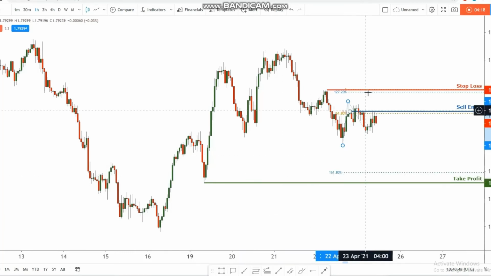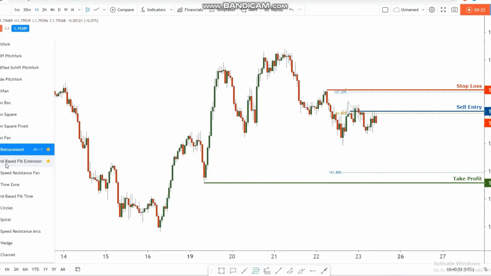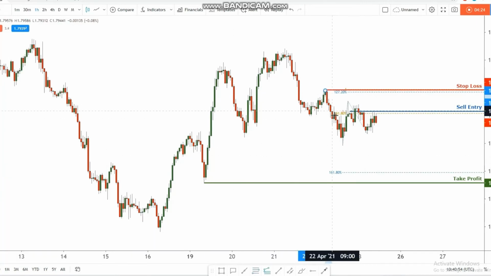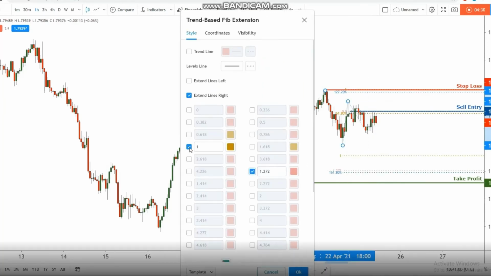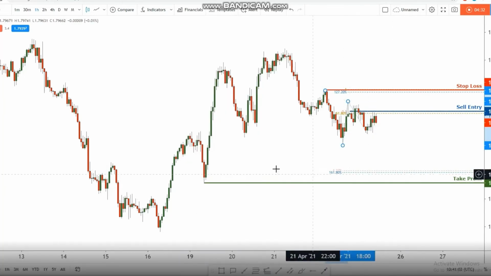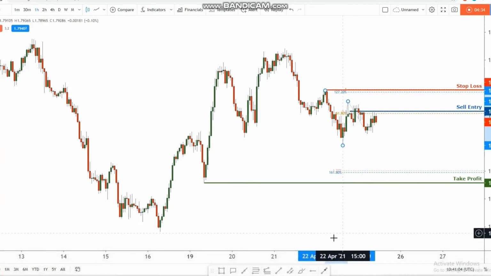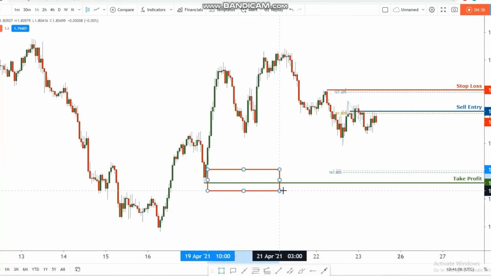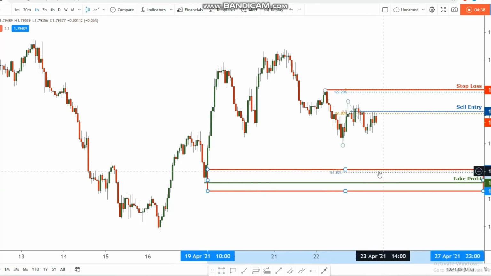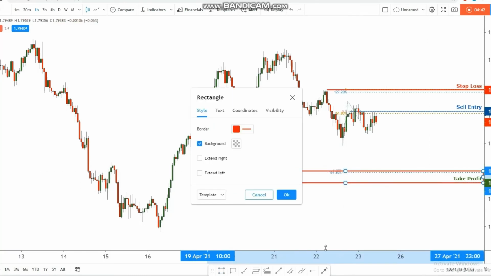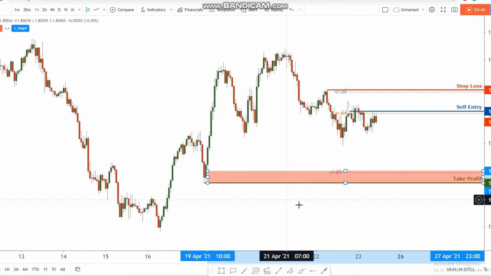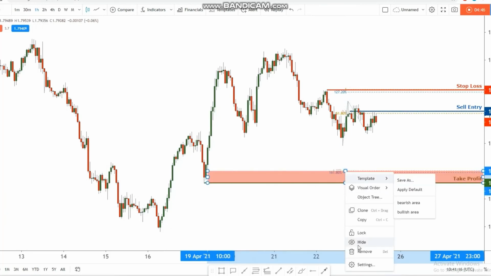The next level I can find is an extension. For extension, I can take from high to low to high to find our support level once again. If I were to open up the 127.2% level, you can see that it forms another Fibonacci confluence zone with our take profit level and our 161.8 Fibonacci retracement. So just let me highlight this area out and let me change this to our bullish area.